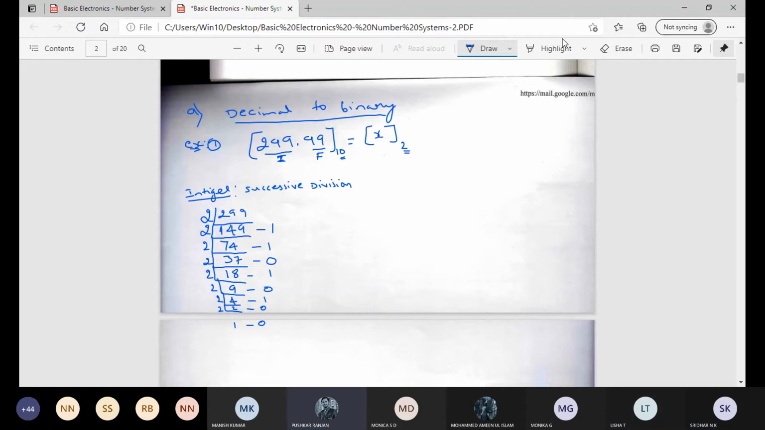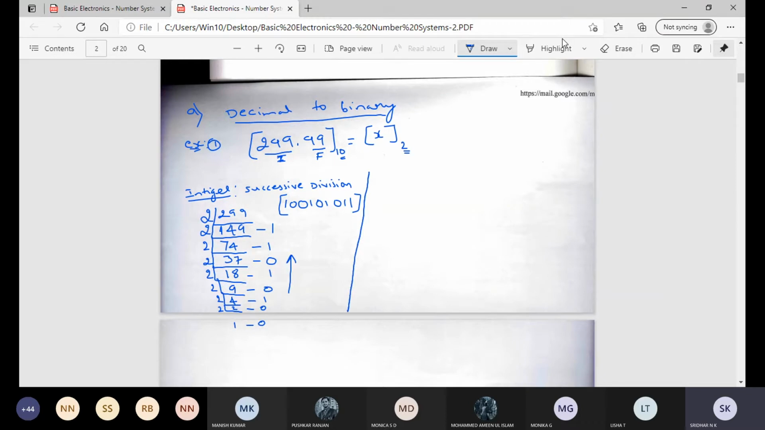Yes, sir. Right. So once you have done with this, you have to note down the remainders from down to top. So here we'll get the remainders from down to top. If I note down, it will be something like this: 1, 0, 0, 1, 0, 1, 0, 1, 1. Correct? If I note down the remainders from down to top, it will be in this way. Now this is for the integer. Integer part is done.